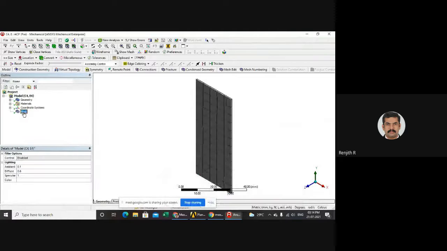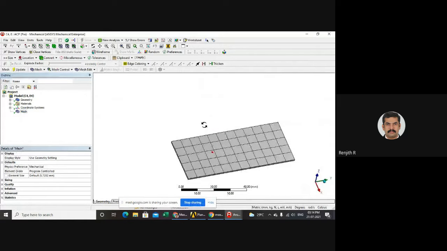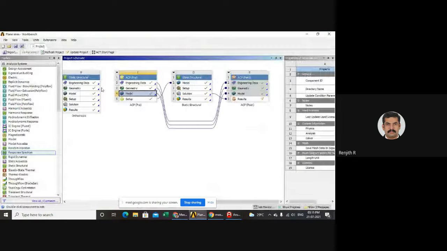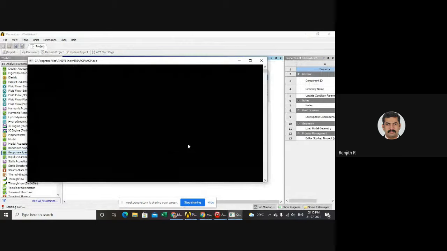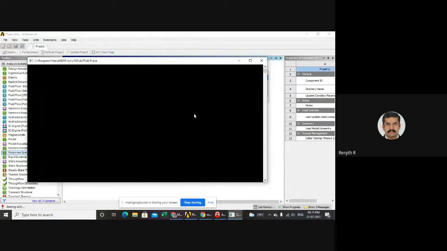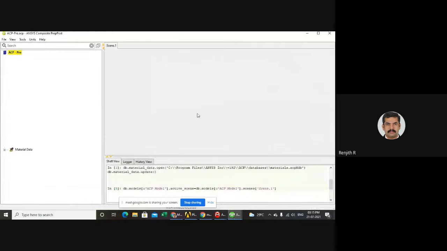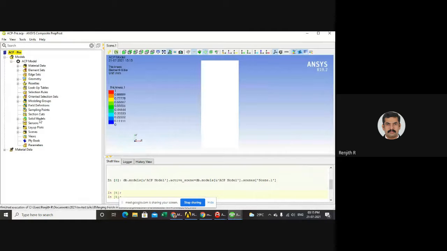So you can see only the mesh is given. There is no solution or boundary conditions. All those things are not here. So you will simply create the mesh and close it, and this mesh will be given to ACP. So this is ACP.